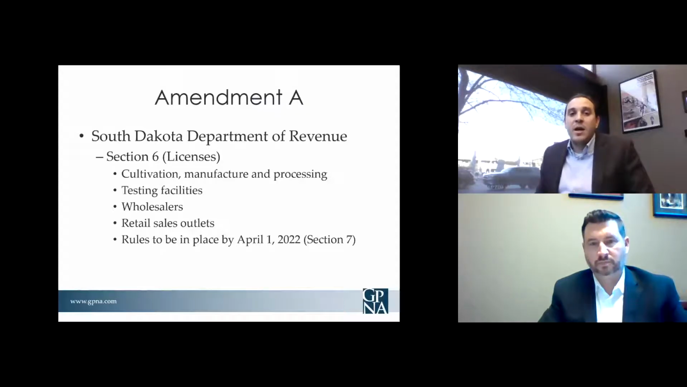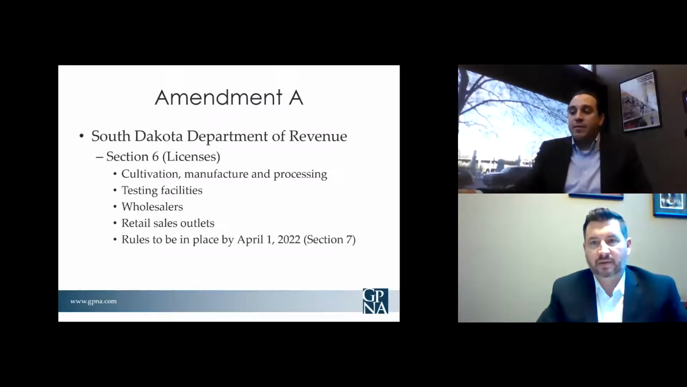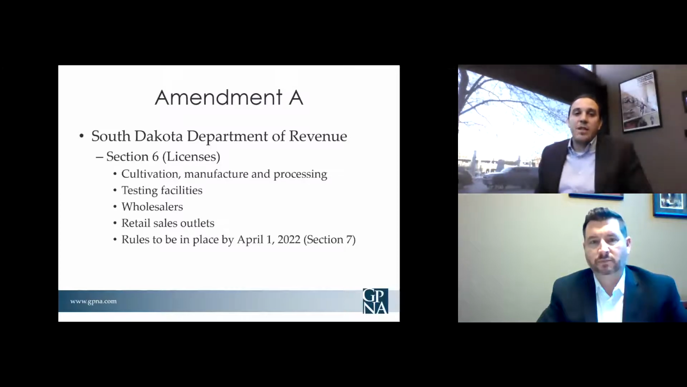And we'll talk a little bit about the timing on when some of these regulations will be developed. But essentially what Amendment A does is it lays out 4 broad categories of licenses that will be issued by the Department of Revenue. That's licenses related to cultivation, or I should say cultivation, manufacture and processing, licenses related to testing facilities, licenses related to the wholesaling of cannabis, and then a 4th set of licenses for retail sales for cannabis dispensaries. The rules are to be put in place regarding these various licensing criteria by April 1st of 2022.